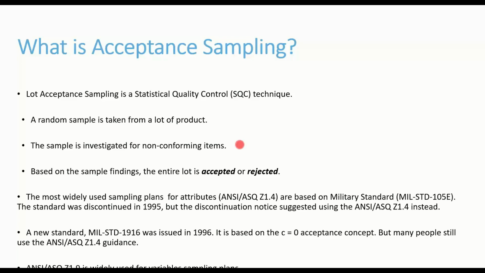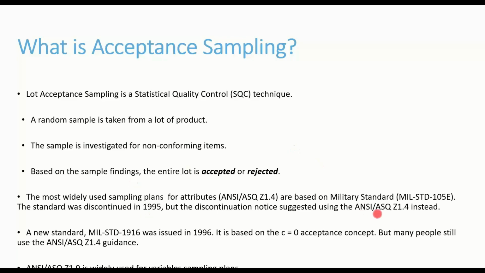Variable sampling, which we'll look at next month, is going to look at measurements, or acceptance based on things that are a continuous type of variable, like weight or size or tensile strength, things like that. But today it's just, is the product defective or not? Is it good enough to ship or not? Okay. And so based on our sample findings, we're either going to accept or reject the entire lot of product. Okay. And I have right here the most widely used sampling plans for attributes are based on that military standard. The standard was discontinued in 1995.